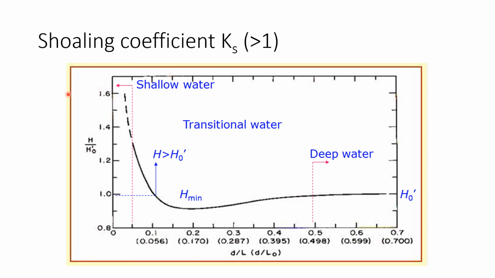So from this curve, we know that the shoaling coefficient shows how the wave height changes with the relative depth. Wave height is almost constant in deep water. It reduces slightly in the transitional water, but eventually starts to increase, and by the time it reaches shallow water, it is much higher than its original wave height in deep water.